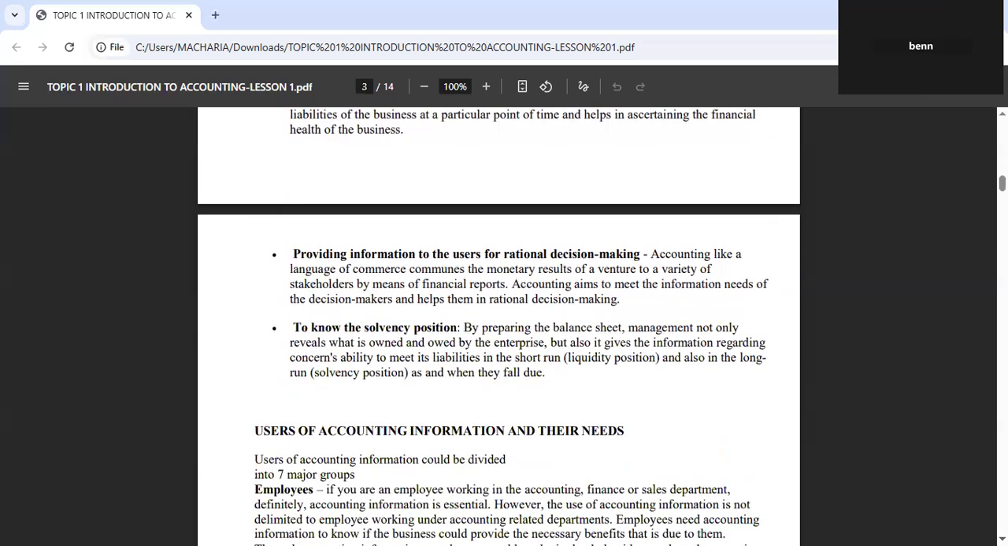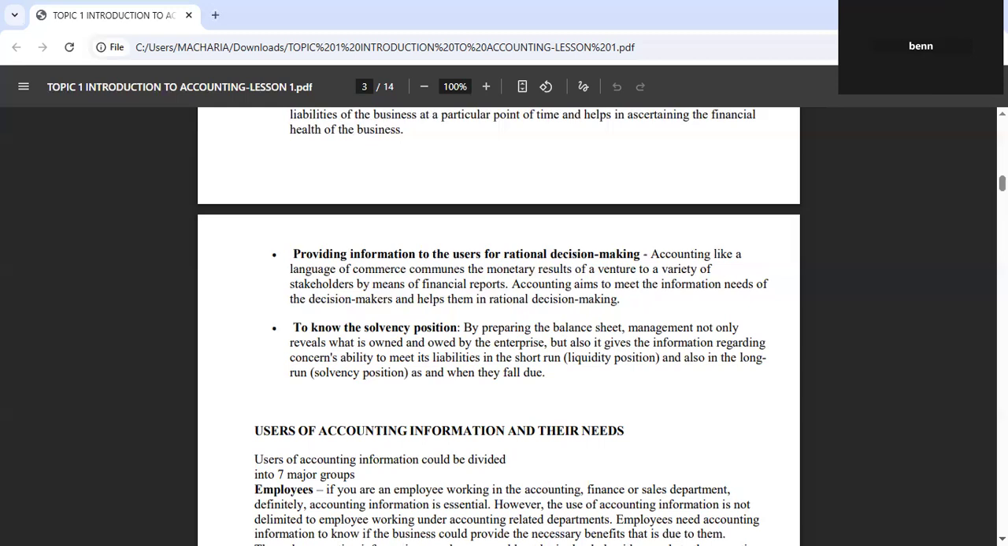We also say that accounting provides information to the user for rational decision making. If someone wants to give you a loan, you need to read the information from your financial statements and determine whether you qualify or you are worthy to be granted a loan. Simply because your financial statements should be rational, should be able to communicate, so that whoever is making the decision, makes the decision on solid ground.